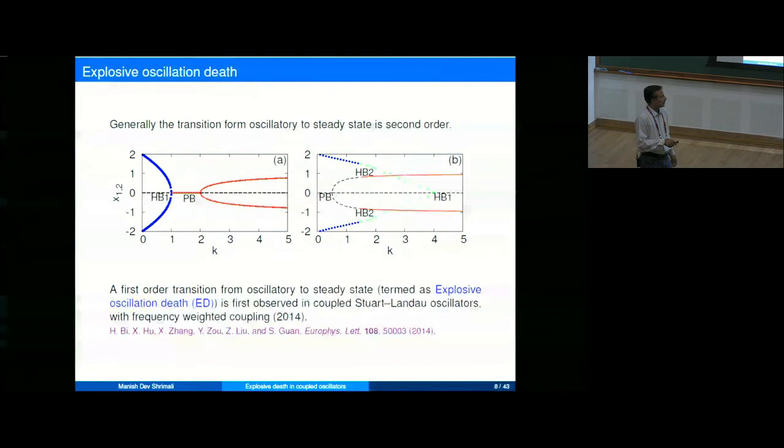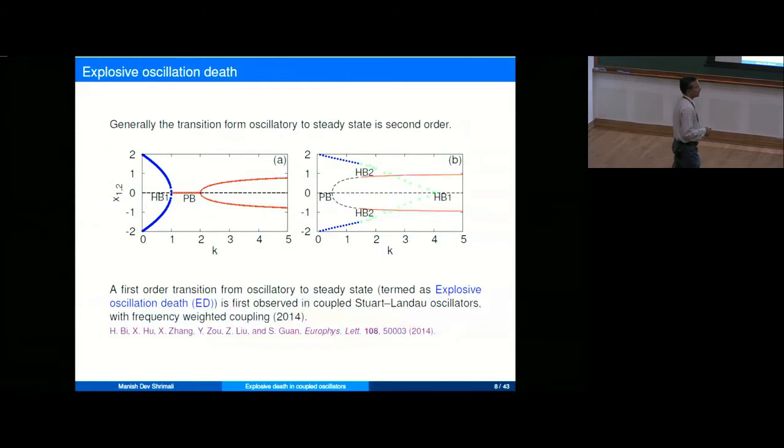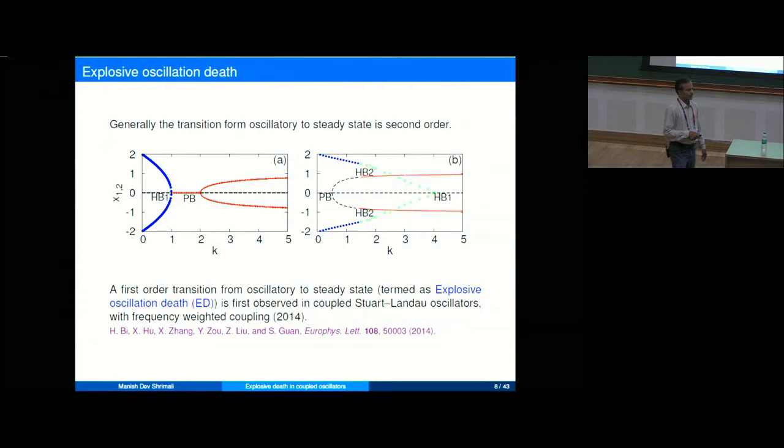Before finishing, this is one of the important pictures I wanted to show. Whenever people talk about the suppression of oscillations, it is because of the stabilization of the unstable steady state, which happens through a reverse Hopf bifurcation. In some cases a pitchfork bifurcation also takes place by further increasing the coupling strength. But when the pitchfork bifurcation advances while the Hopf bifurcation is continuously going on, there is a region where you have both the oscillatory state and the steady state, created because of the coupling. That gives rise to an abrupt jump in the amplitude of the oscillator, termed an explosive death kind of transition.